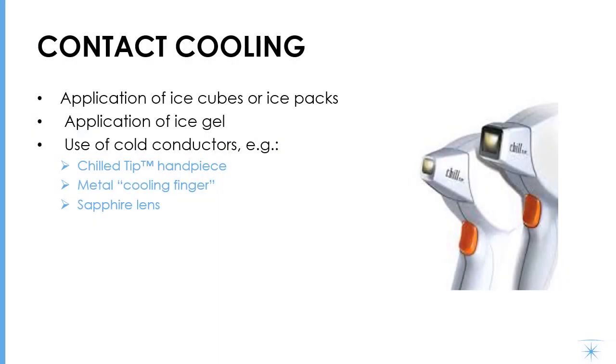What about skin cooling? For skin cooling, we have contact cooling, like application of ice cubes or ice packs, application of ice gel, or use the cold conductor hand pieces like the chill tipped hand pieces, the metal cooling finger, or the sapphire lens. Those are contact cooling methods where we have to make sure that the contact hand piece is cleaned and sterilized in between patients. It's very important to keep enough time on the skin in order to have the cooling spreading to make effect.